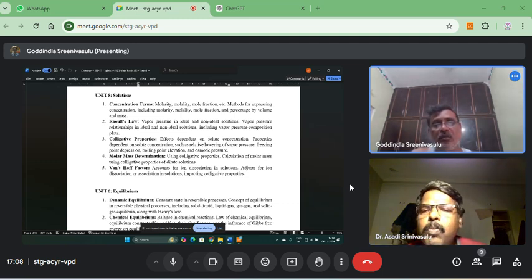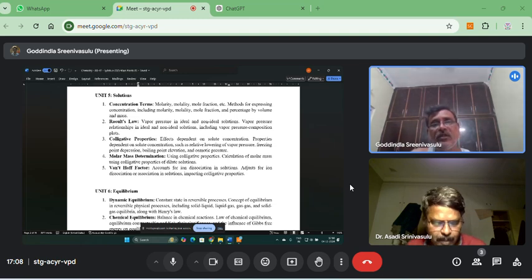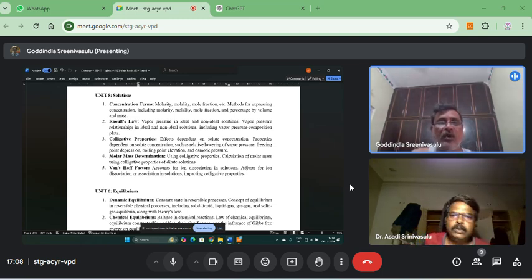These concentrations are measured in different ways, like molarity, moles per liter, molality, moles per kg of the solvent, mole fraction, moles of a component divided by the total number of moles, etc. These are the methods for expressing concentration. Also by percentage, by volume, by mass. Like that, we can tell.